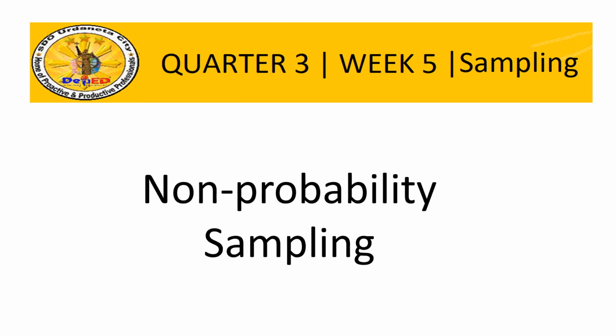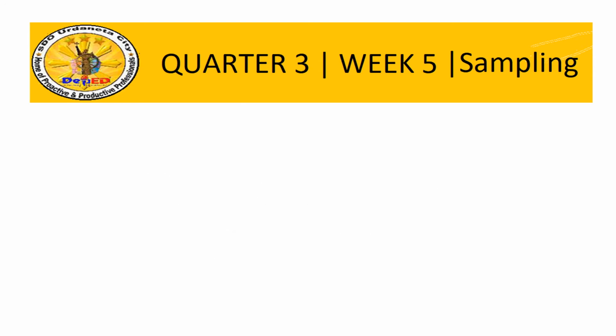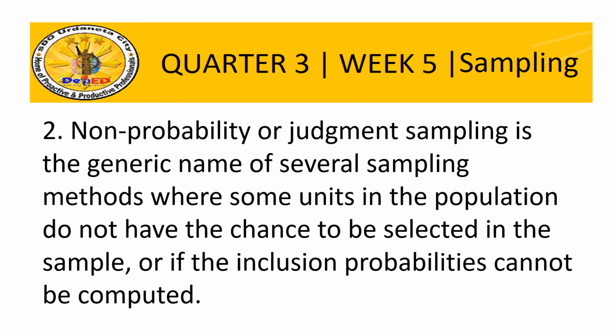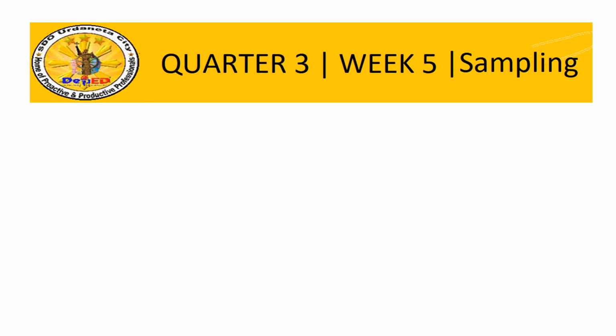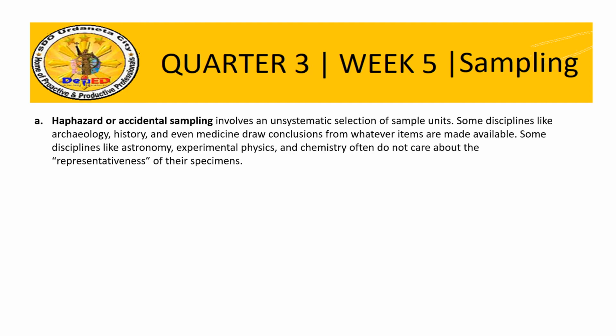So next, we have non-probability sampling, or judgment sampling. It is the generic name of several sampling methods where some units in the population do not have the chance to be selected in the sample, or the inclusion probabilities cannot be computed. So here we're going to have some examples of non-probability sampling.